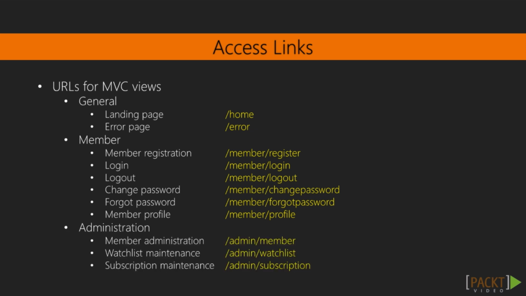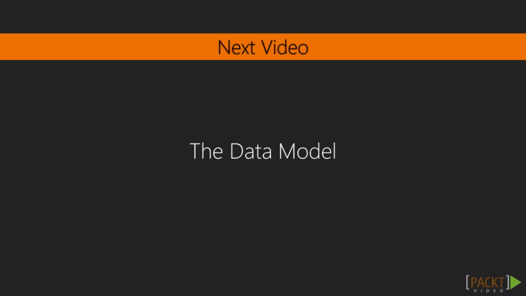At last, the access links for the admin functions are listed out. All of them are placed under /admin path prefix. The views or functions with the /member and /admin path prefixes can be easily protected. So, we made a high-level logical design of the application. Next, we'll have a look at the data model.